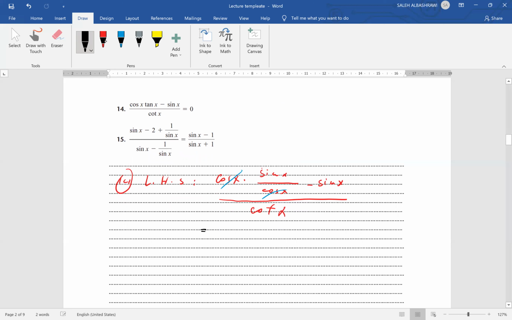So this can be written as sine x minus sine x over cotangent, which is equal to 0 over cotangent of x, that will be equal to 0, and this is the right hand side.